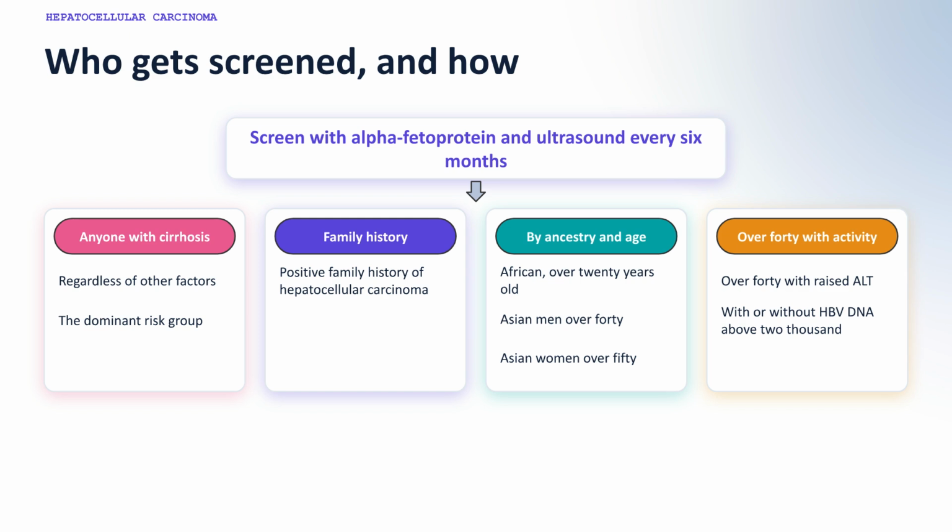Hepatitis B causes hepatocellular carcinoma even without cirrhosis, so screening criteria are broader than you might expect. Screen anyone with cirrhosis, anyone with a family history of hepatocellular carcinoma, then by ancestry and age. People of African ancestry over 20, Asian men over 40, Asian women over 50, and anyone over 40 with a raised alanine aminotransferase, with or without a hepatitis B DNA above 2000. Screening is alpha-fetoprotein plus ultrasound every 6 months.